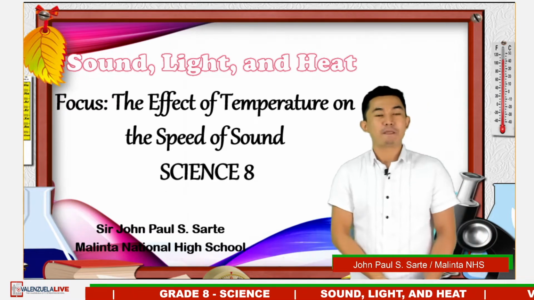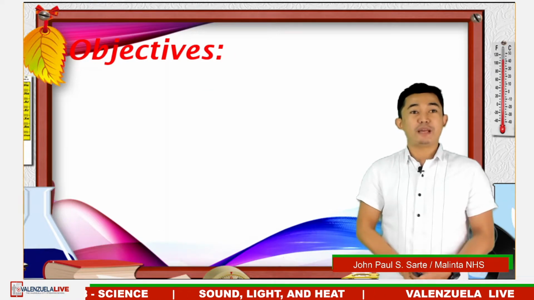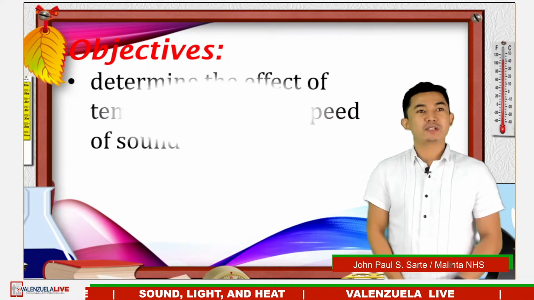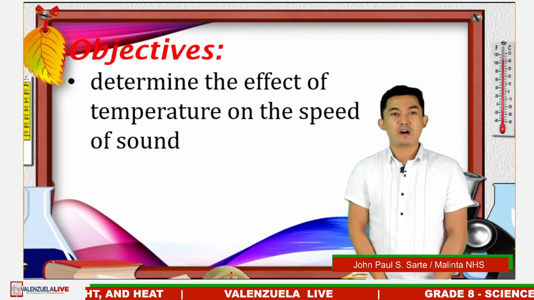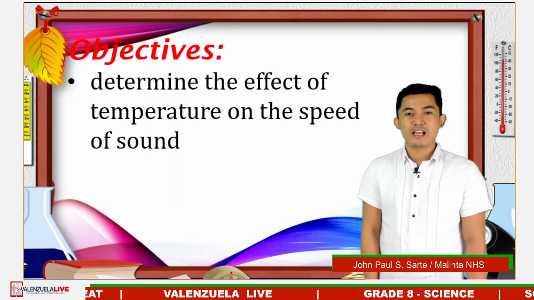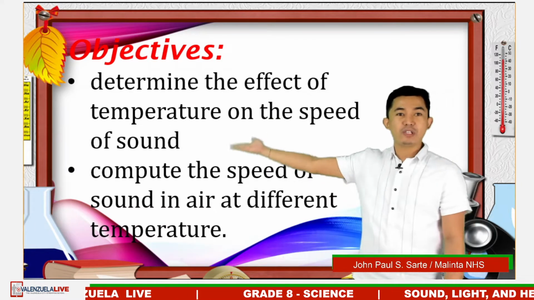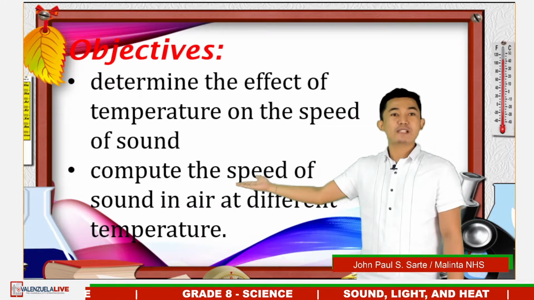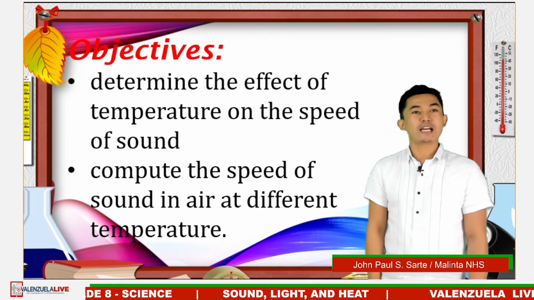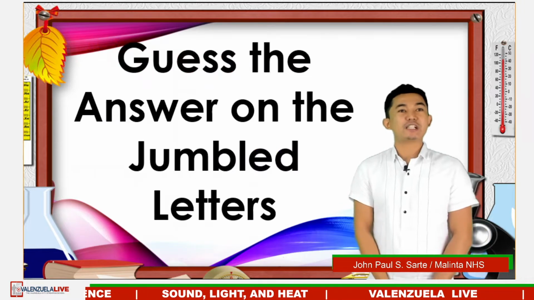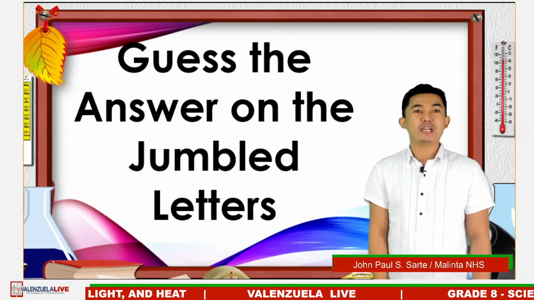Before that, we will have first our objectives. We should be able to first determine the effect of temperature on the speed of sound. Second, we should be able to compute the speed of sound in air at different temperatures. And before that, you need to guess first the jumbled letters on the following slide.